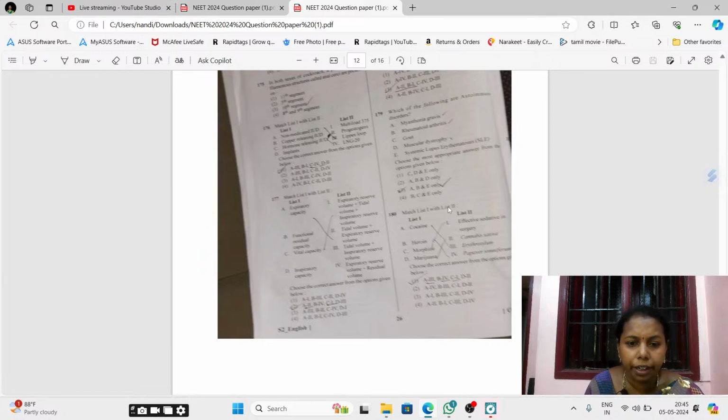Okay, now next one again we have to match for the question number 180, which is cocaine. Erythroxylum coca, 3. So option again starts with only 3 in A option. So option A is the correct answer.